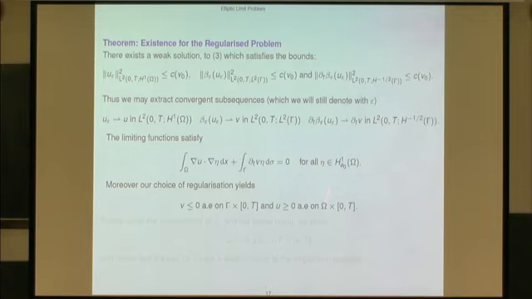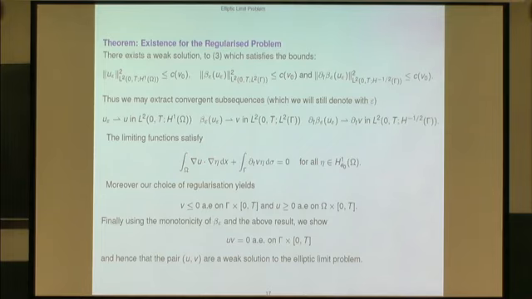And then finally, you use the fact that beta epsilon is monotone together with these properties here, and you can conclude that this pair uv, their product is 0 almost everywhere on gamma plus 0t. And so we've constructed a weak solution to the elliptic limiting problem.